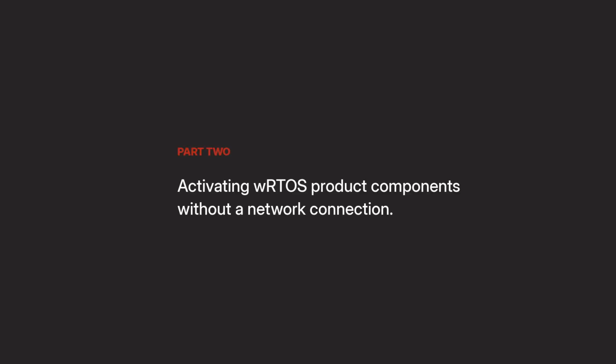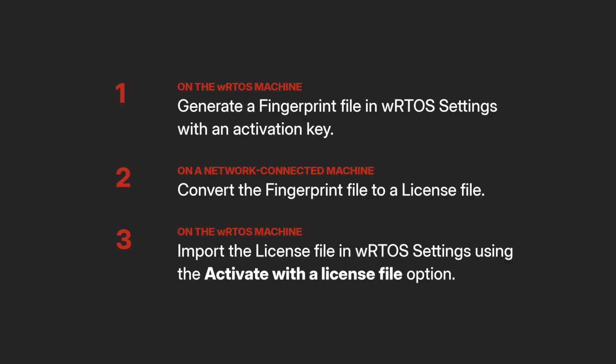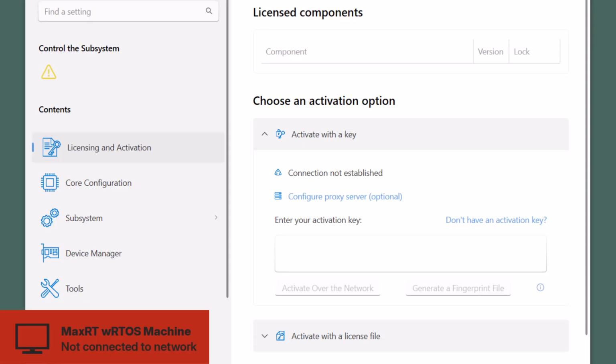To activate a wRTOS component on a machine that is not connected to the network, you'll need to generate a fingerprint file with a valid activation key, then convert it to a license file and import it using the Activate with a License File option on the wRTOS settings licensing and activation page. When the machine is not connected to the network, wRTOS settings displays the status Connection Not Established.